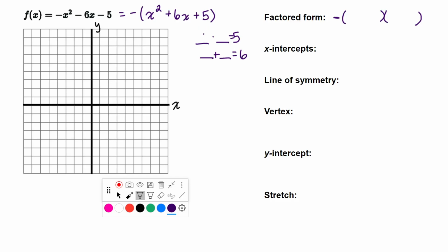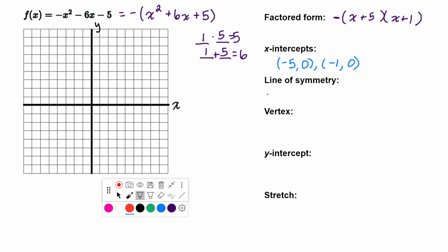Well, our only factors for 5 are 1 and 5. And we can verify that 1 plus 5 does add to give us 6. So our factors will be x plus 5 times x plus 1. And from there we can identify the x-intercepts. One of them is at negative 5. The other one is at negative 1. So negative 5, 0, negative 1, 0.